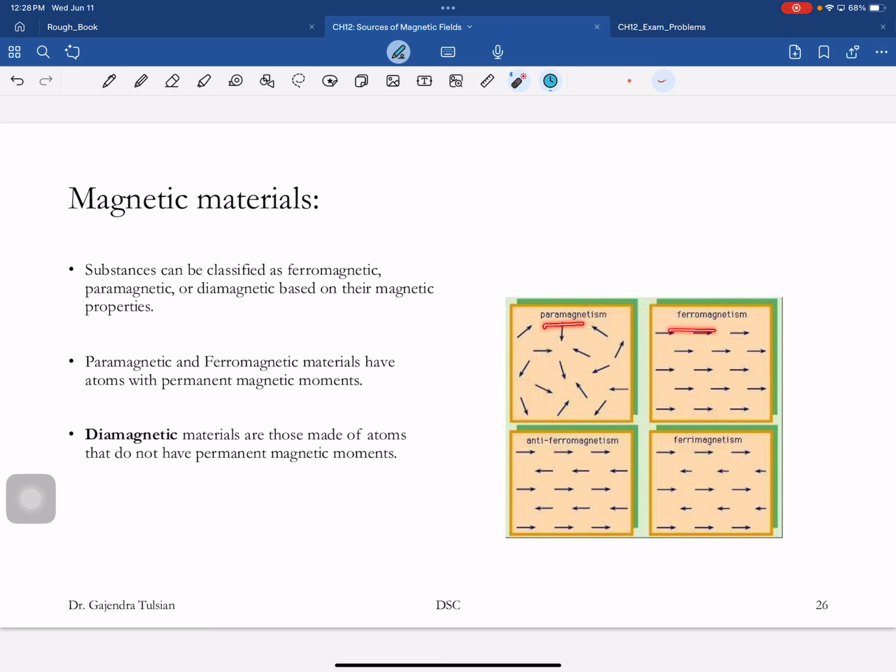For paramagnetic and ferromagnetic materials, their atoms have permanent magnetism. Hydrogen atom has a magnet. Neon and argon, none of the noble gases, have magnetism. So what is the difference between them? In paramagnetic materials, the atoms interact very weakly with each other. In ferromagnetic materials, their magnetism interacts strongly with each other, and the neighbors are all lined up. So all the magnetic moments are lined up.